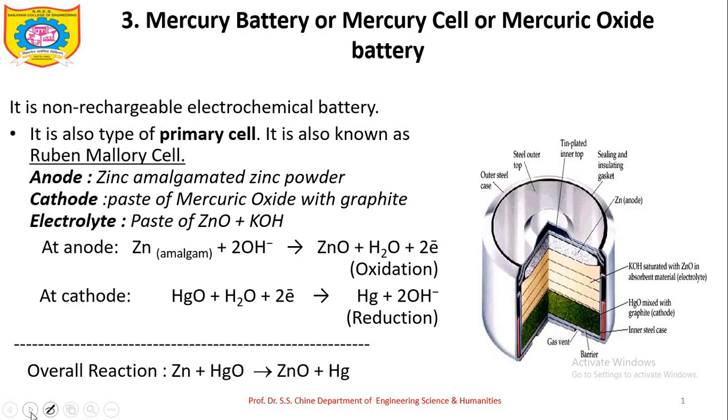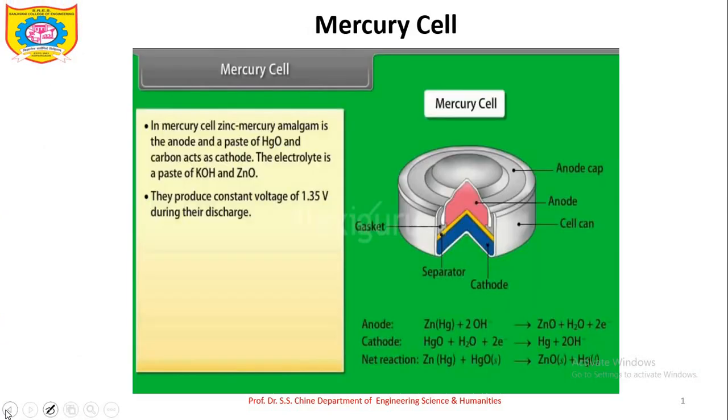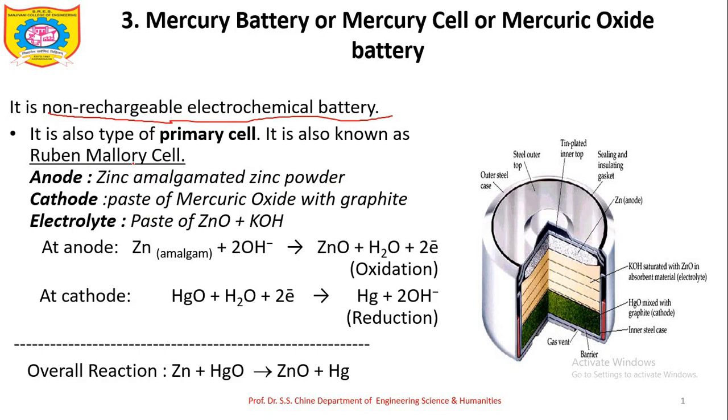This mercury battery is also known as mercury cell, or mercuric oxide battery. It is a primary type of battery, and that's why it is considered a non-rechargeable electrochemical battery. So the cell reaction is irreversible. This battery is also known as Ruben-Mallory cell.